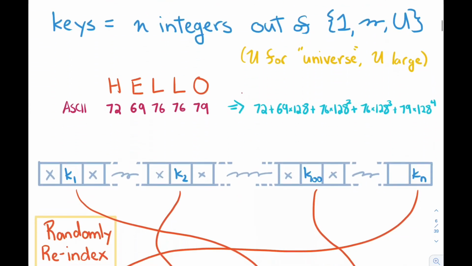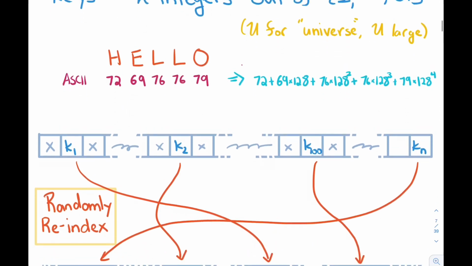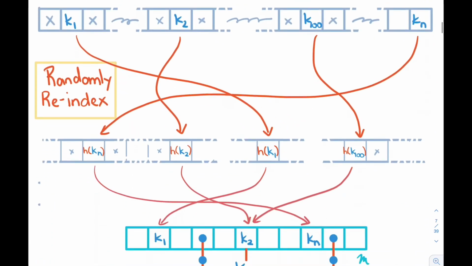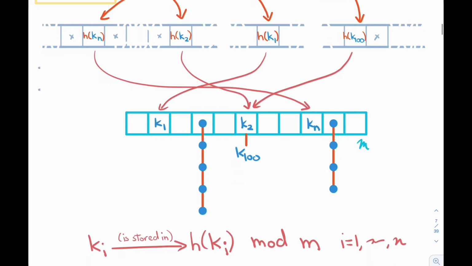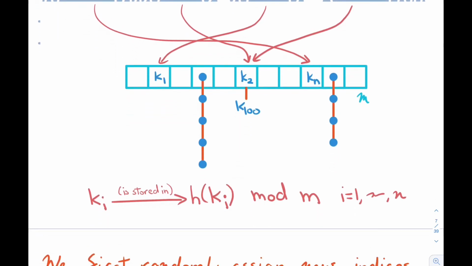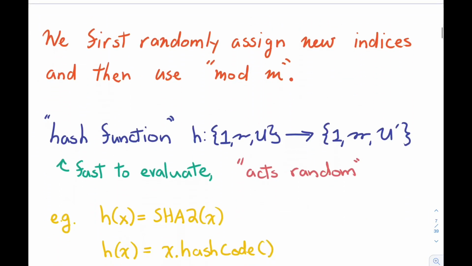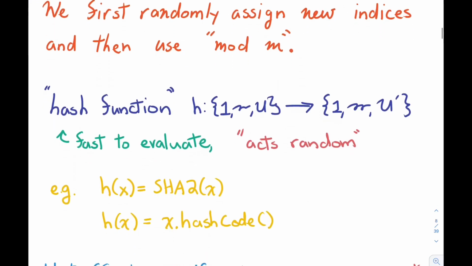Our general interest is in adversarially placed keys, not uniformly at random. The big idea is to introduce randomness and randomly re-index the keys into another large universe U so that the re-indexed keys look as if they were selected uniformly at random from the universe. The overall scheme maps a key k_i to h(k_i) mod m for a hash function h. A hash function is a function that is fast to evaluate, but the output effectively looks random.